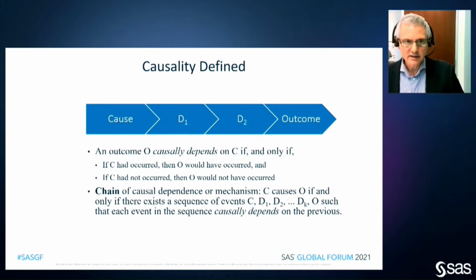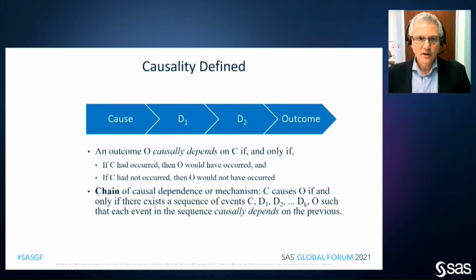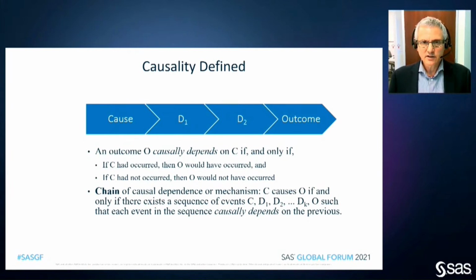Okay, finally, a definition of causality. On this slide, we represent an outcome. O is the effect and C is the cause or the treatment. An outcome O causally depends on a prior event, C, if and only if the occurrence of C implies that O will occur, and the absence of C implies that O will not occur. So if we have C, we have O. If we don't have C, we don't have O.